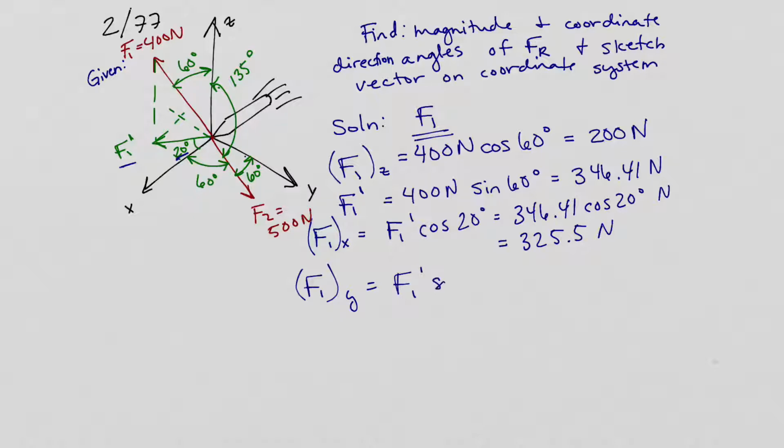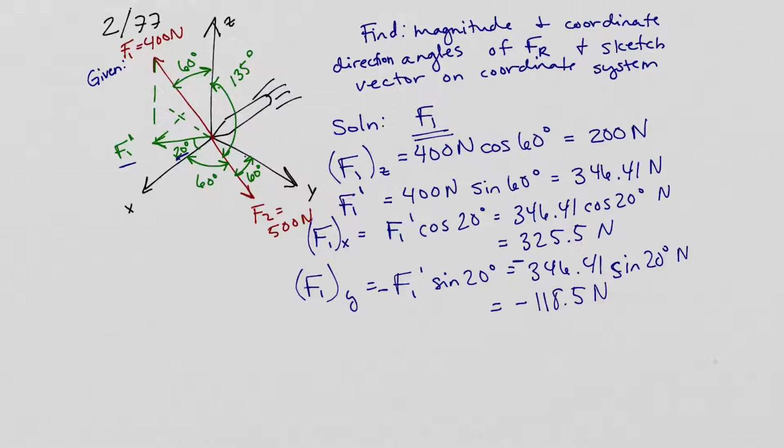F1 of Y is similar, so we take that F1 prime, that projection down to the XY axis, and then this one's just a sine of 20 degrees. So that's 346.41 times sine of 20 degrees. That's in newtons, and so that gives us 118.5 newtons. Actually, is that right? Yeah. F1 of Y is in the negative direction, so that should have been negative throughout.